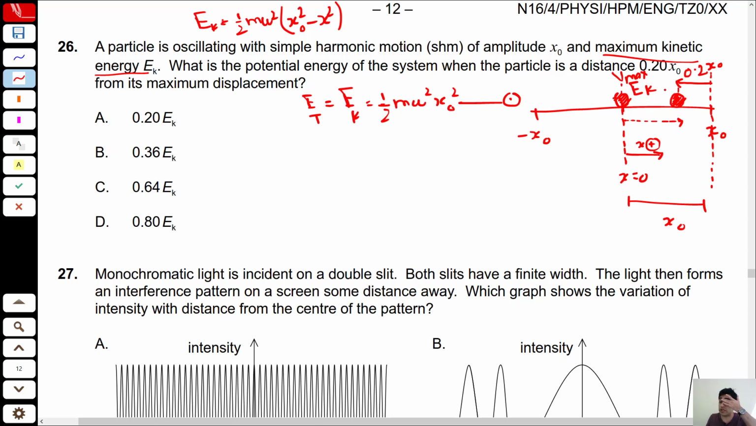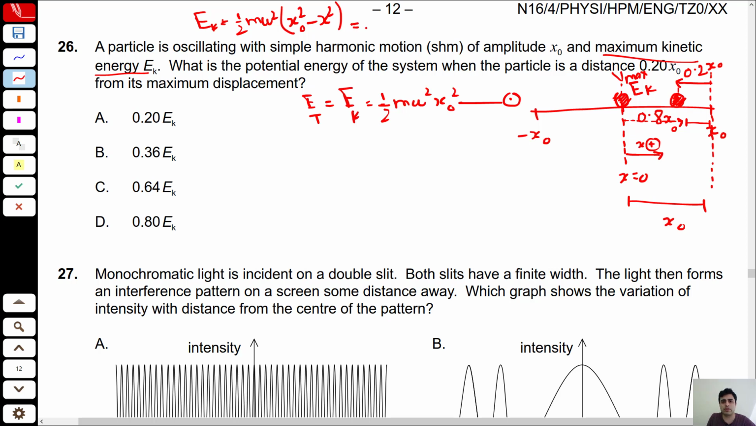So let's figure out what the kinetic energy left behind is at a distance. How much is the displacement from here to here? Well, if the total is x naught and this distance is 0.2, then x naught minus 0.2 x naught will give us 0.8 x naught. Let's figure out how much kinetic energy is left behind at a distance of 0.8 x naught from the equilibrium mean position. Okay, let's do the calculation here.